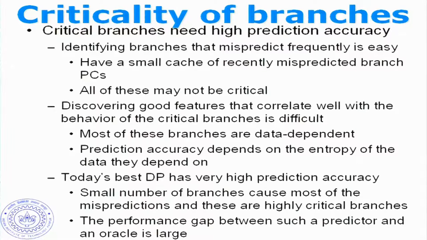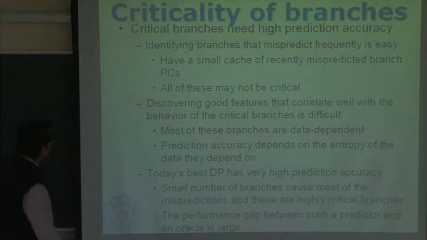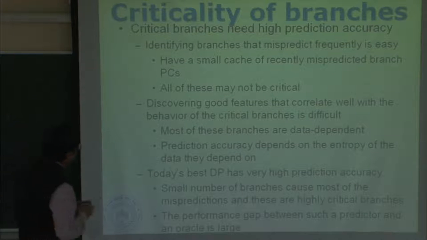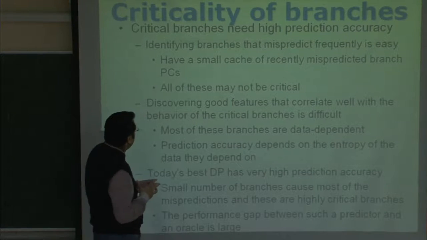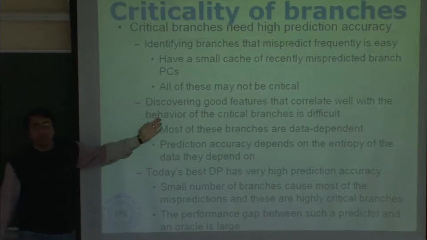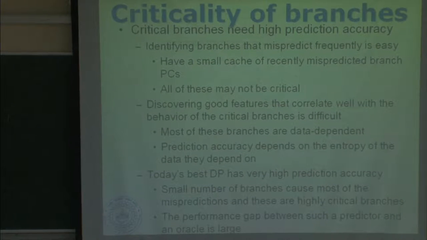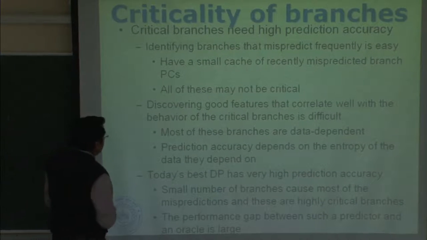However, all of these may not be critical. That's what is most important. A branch may have a very high misprediction rate, but even if you increase its accuracy by a large amount, it may not affect performance much, because it's not critical. So discovering good features that correlate well with the behavior of the critical branches is difficult, and this is a very hot research topic. If you want to invest time on branch predictors, you can look into that.